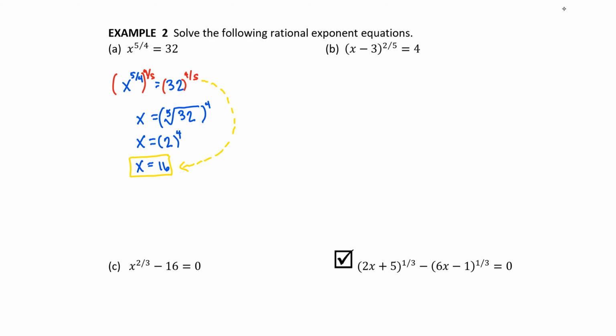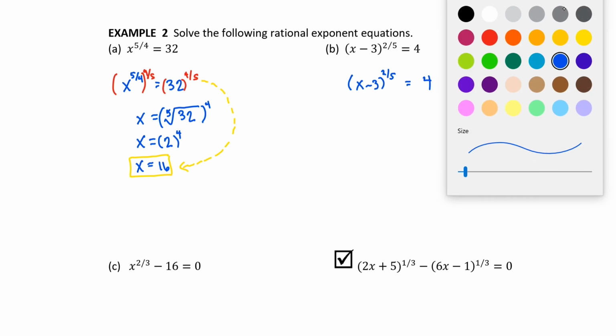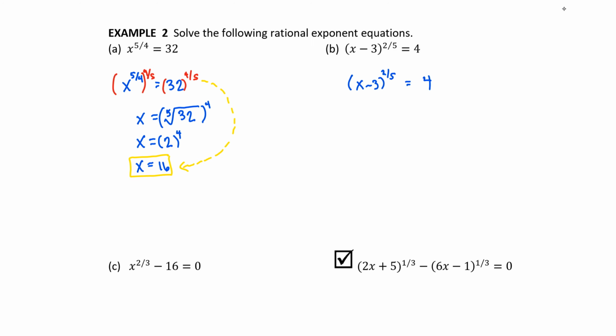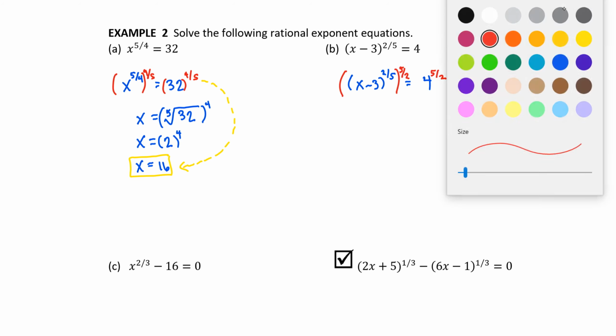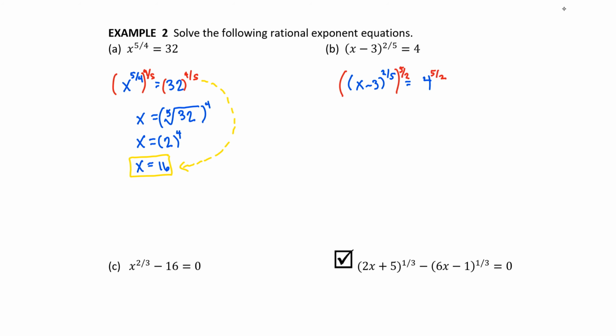Our first step is to isolate the expression containing the rational exponent, and that is done in this case. So our next step is to raise both sides to the reciprocal of the rational exponent. So what power should I use on this equation? I bet you said 5/2, right? Because that is the reciprocal of 2/5. Now, the left side is easy. 2/5 times 5/2 is 1. The exponents cancel, and we get x minus 3.